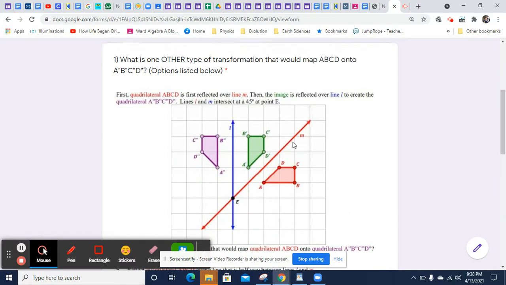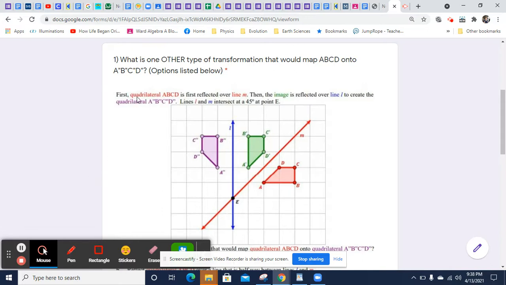And here we have this object that's been transformed to here, prime, and then transformed to here, double prime. So what's been described as quadrilateral ABCD has been reflected over line M. This is line M, and it's a pretty good reflection across this line. Then the image is reflected over line L to create A double prime, B double prime, C double prime, D double prime. Okay, and lines L and M intersect at a 45-degree angle at point M.